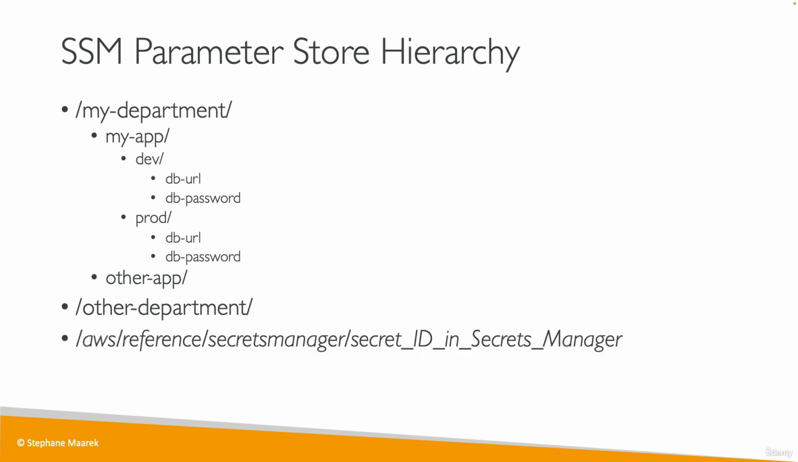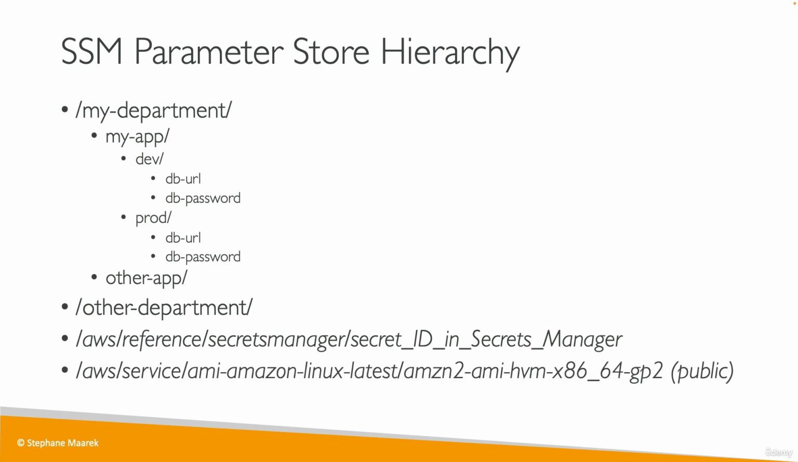You also have the opportunity to access secrets of Secrets Manager through the parameter store by using this reference right here. So it's a little trick that not many people know. And there are something called public parameters that are issued by AWS that you can use. For example, if you want to find the latest AMI for the Amazon Linux 2 in your specific region, this is something that's available within the parameter store as an API call.